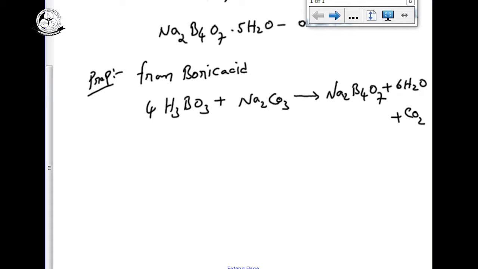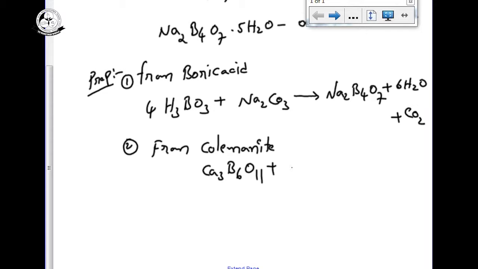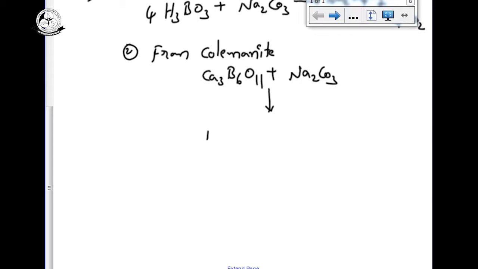The simple method of preparation of borax is from boric acid, which on reaction with sodium carbonate gives borax. The second method of preparation is from the ore colemanite. Colemanite, Ca3B6O11, on further reaction with sodium carbonate, Na2CO3, gives borax Na2B4O7 plus calcium carbonate plus sodium metaborate NaBO2.